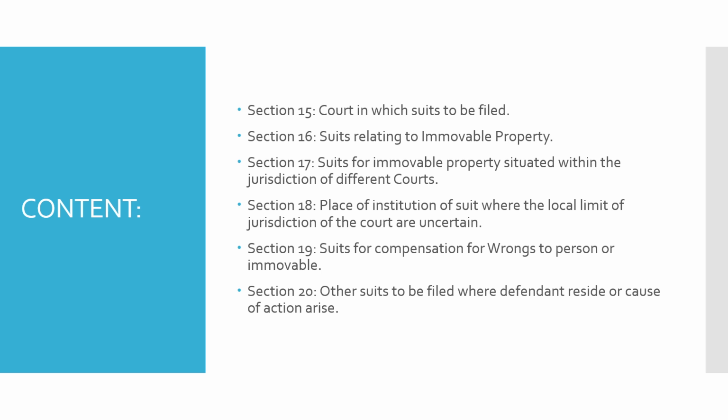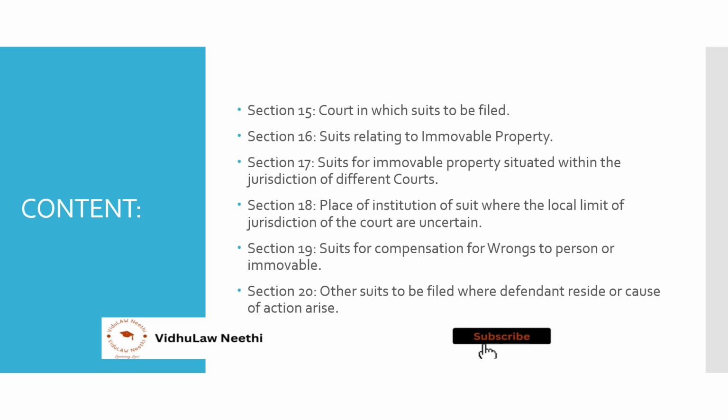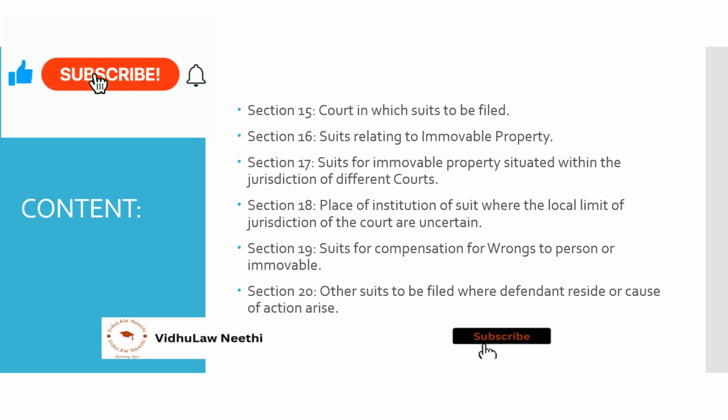Now let us see what we are going to learn in Section 15 to Section 20. Section 15 relates to the court in which suits are to be filed. Section 16: suits relating to immovable property. Section 17: suits for immovable property situated within the jurisdiction of different courts. Section 18: place of institution of suit where the local limits of jurisdiction of the court are uncertain. Section 19: suits for compensation for wrongs to person or movable. Section 20: other suits to be filed where the defendant resides or the cause of action arises.